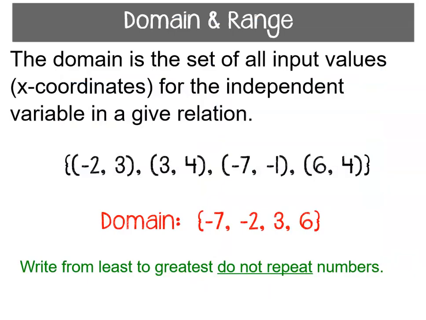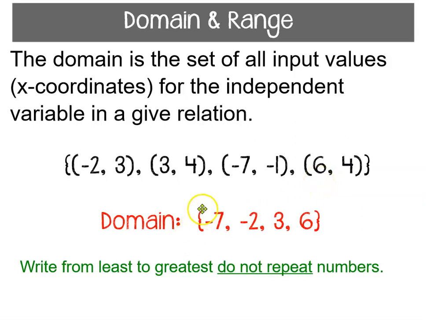First of all, the domain is the set of all the input values, or the x-coordinates, for the independent variable in a given relation. So in this list of ordered pairs here, all of the first values, known as the x-coordinates, are considered the domain. -2, 3, -7, and 6.